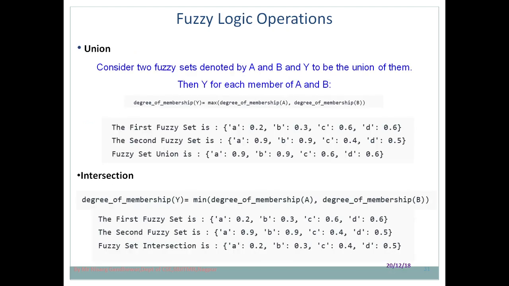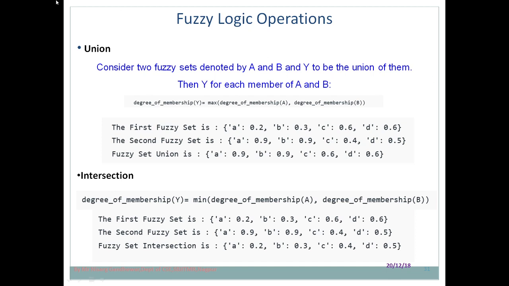Now next we discuss about fuzzy logic operation. There are 7 fuzzy logic operations, so we'll discuss one by one. So very first operation is a union operation. So here consider fuzzy set denoted by A and B. Here A and B represent the fuzzy set A and fuzzy set B, and Y is the union of them.